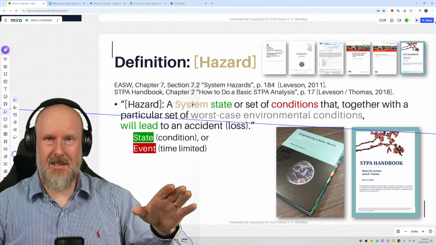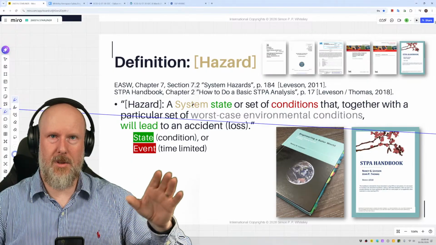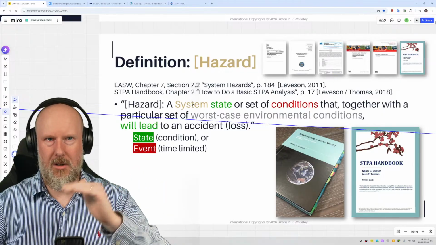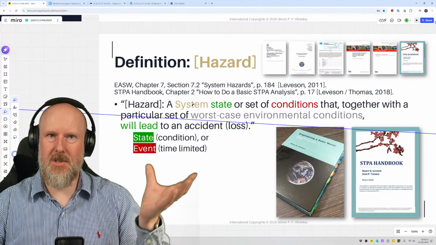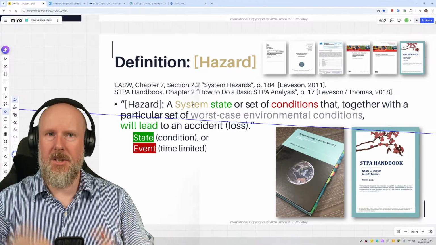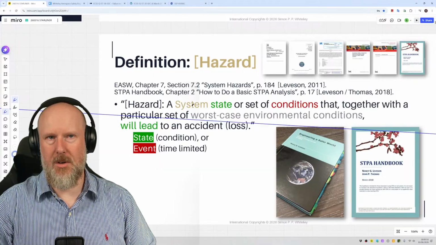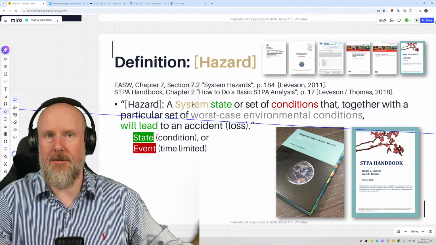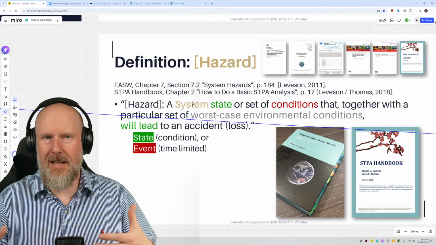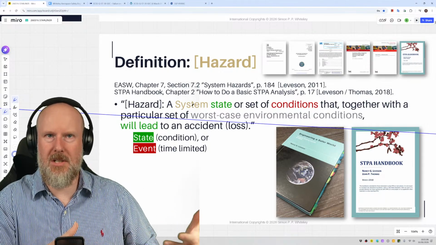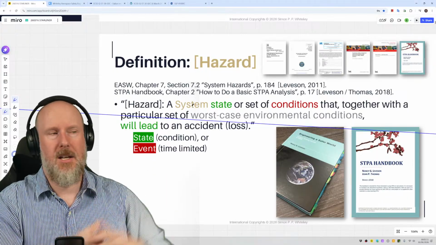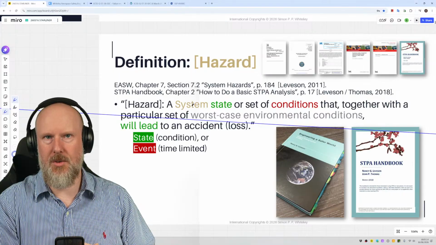A system state or set of conditions that, together with a particular set of worst case environmental conditions, will lead to an accident or loss. And we could define that as a system state or condition, or if it's appropriate, depending on what you're looking at, you might want to define it as an event or a time-limited situation that you have control or influence over. Because an operator won't necessarily have much control or influence over system states. They may have control over the entry into those states or the events that lead to the entry into those states, but they might not be able to control the state itself.